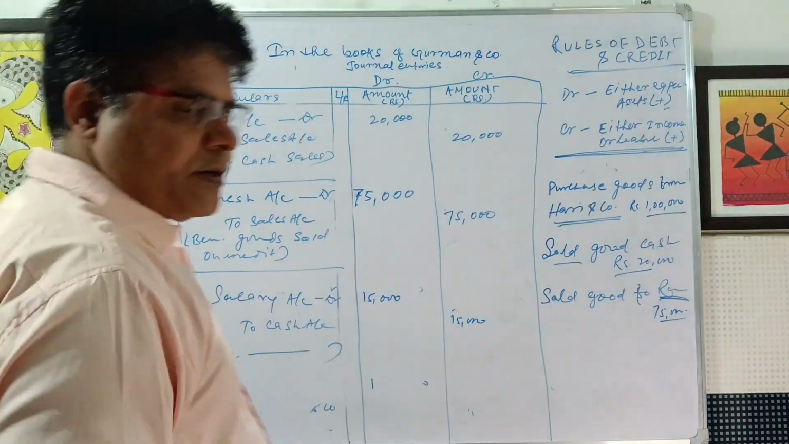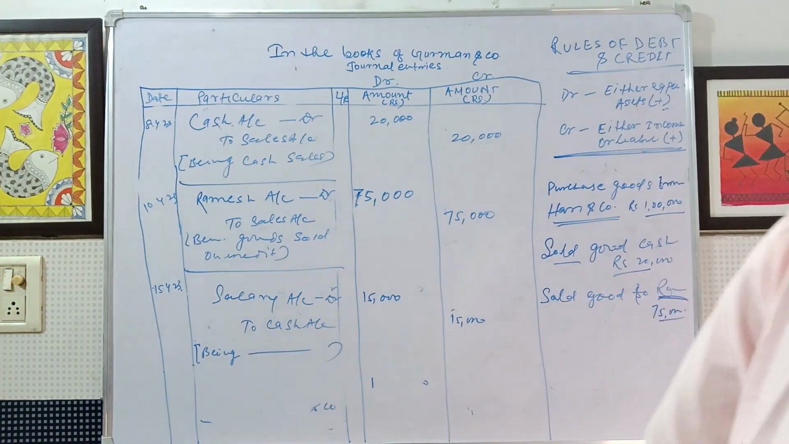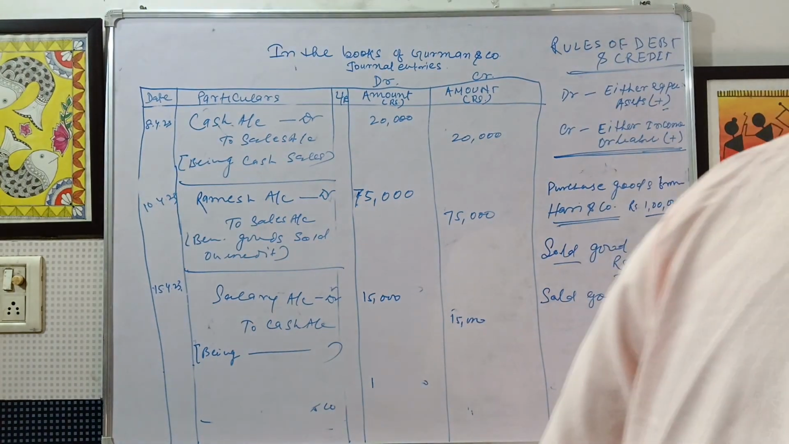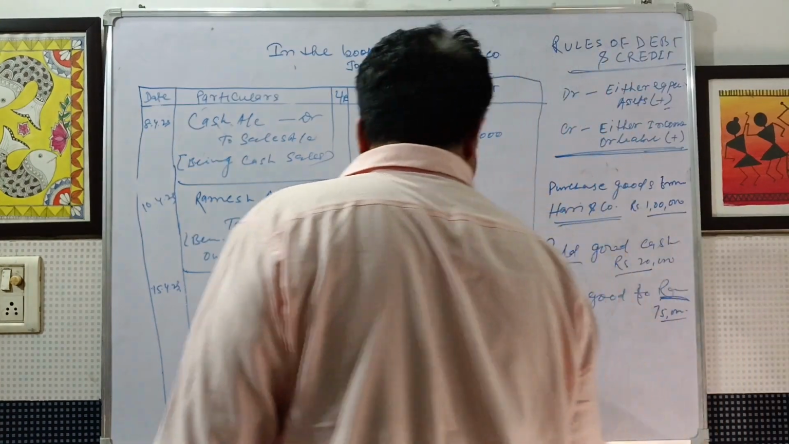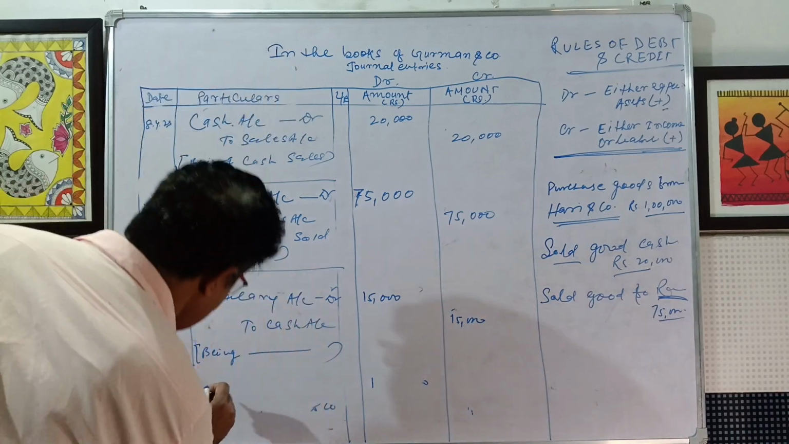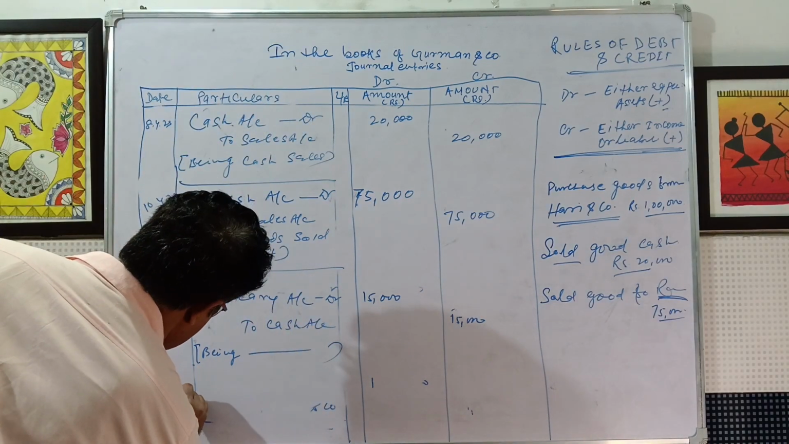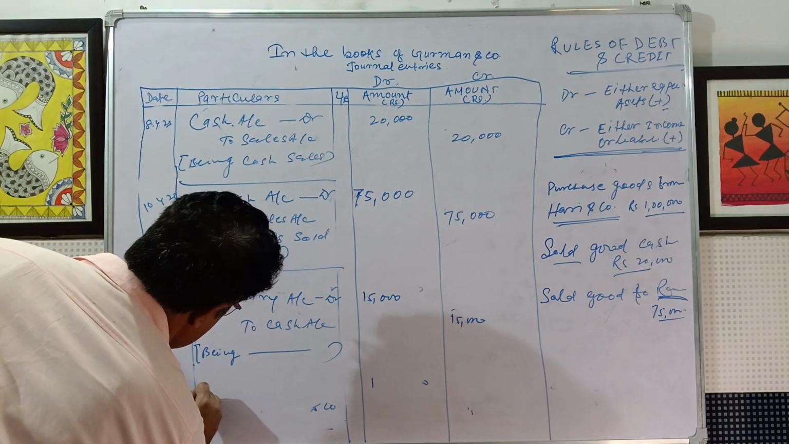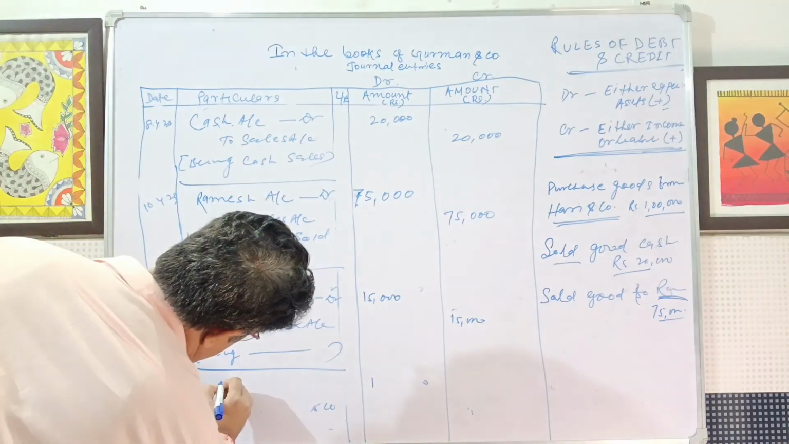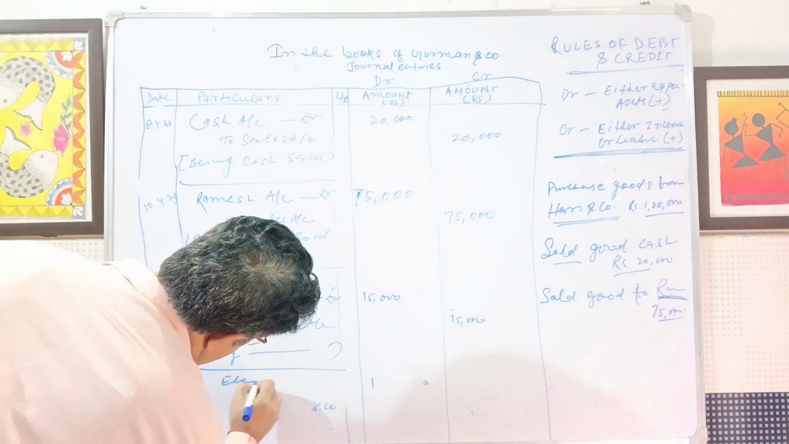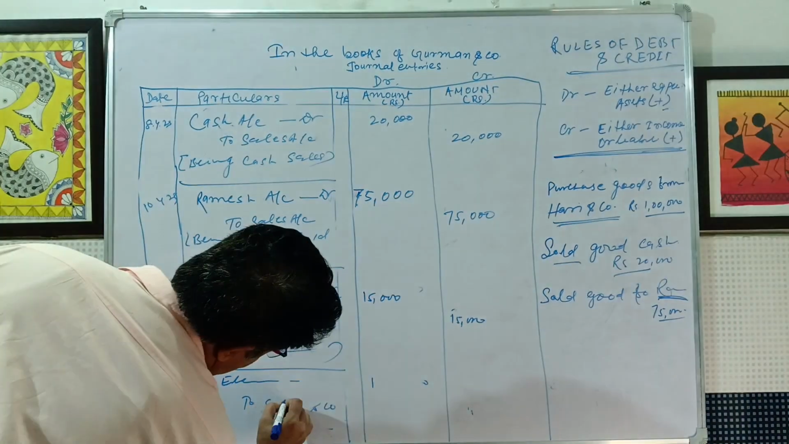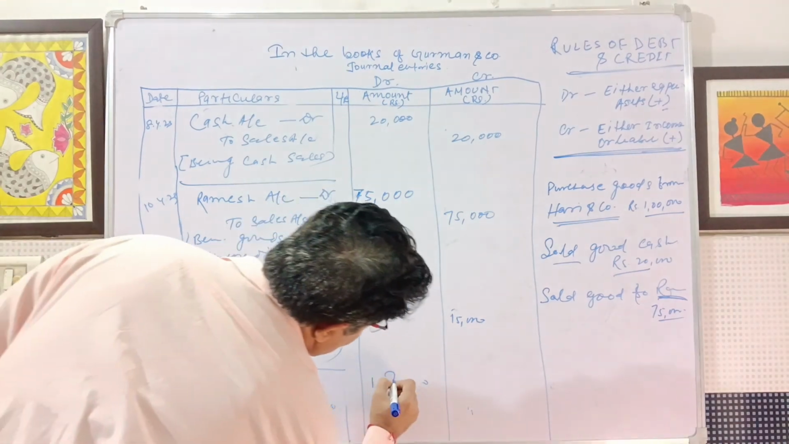Paid electricity bill. How much? 2,000. Electricity account debit to cash account, 2,000.